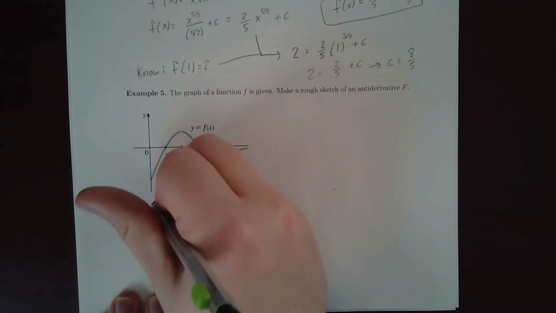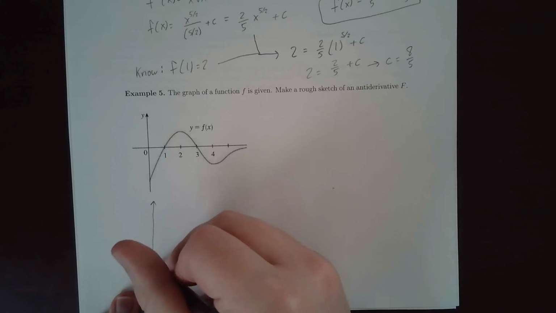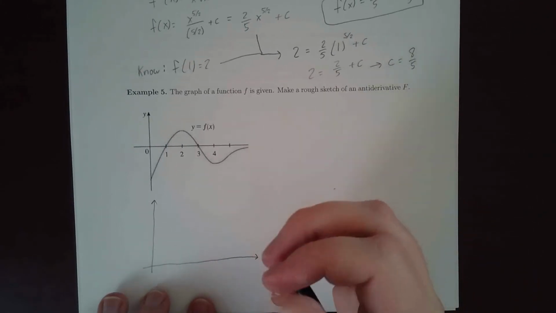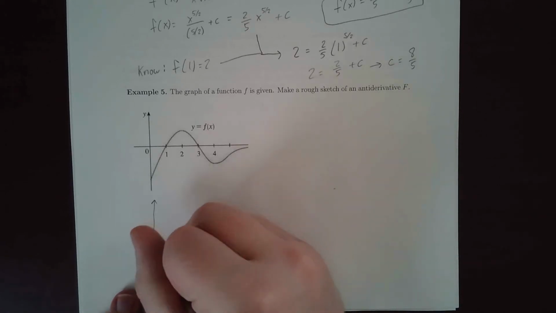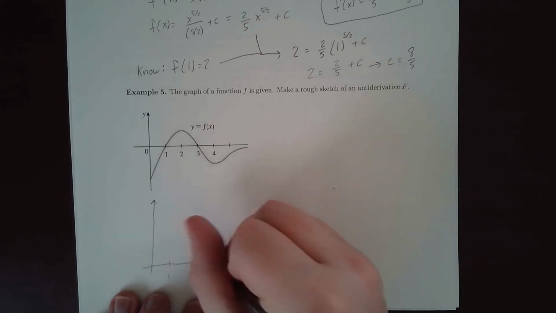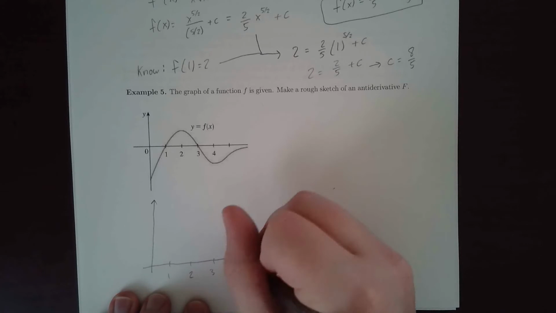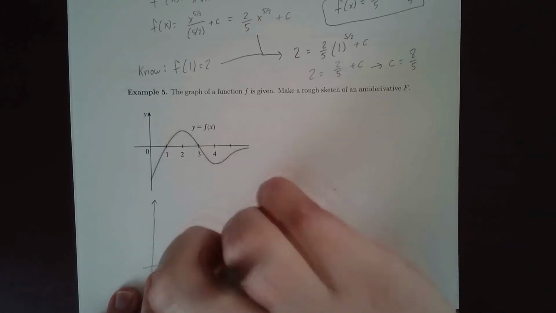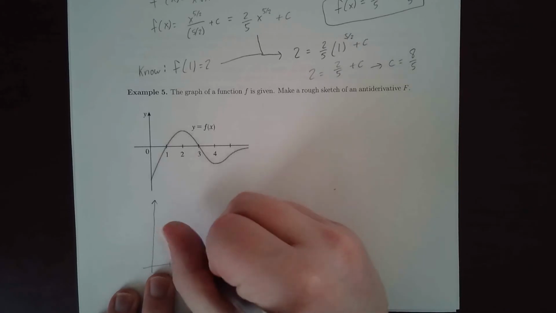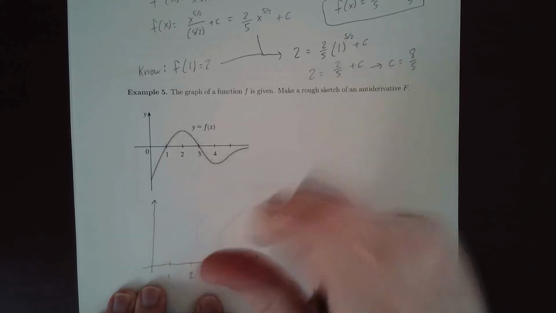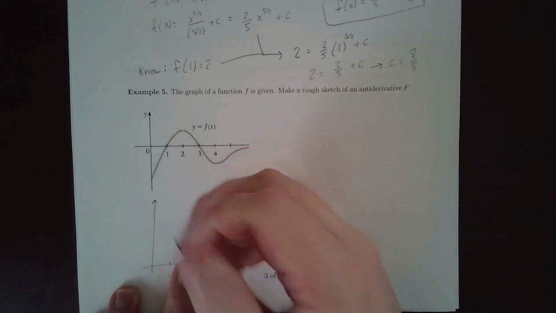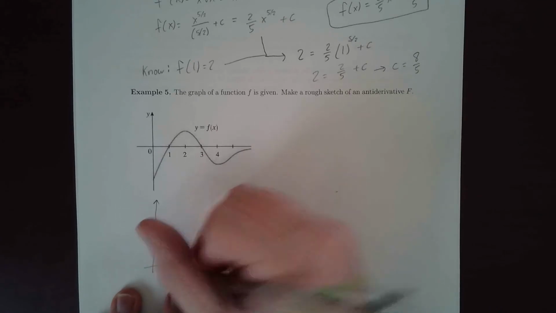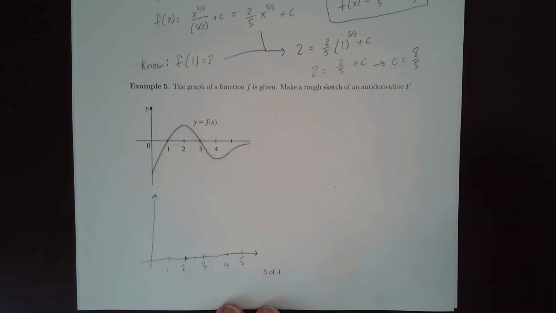So I'm going to make a quick sketch over here. Kind of start at 0. We've got 1, 2, 3, 4, and 5. We try to line that up a little bit better with the graph above. 3, 2. Okay, so what do we know about this function?